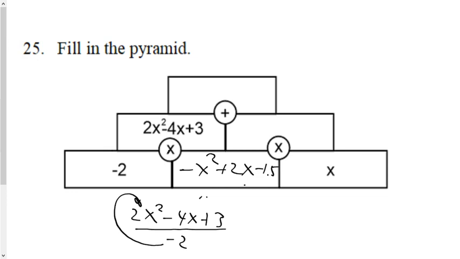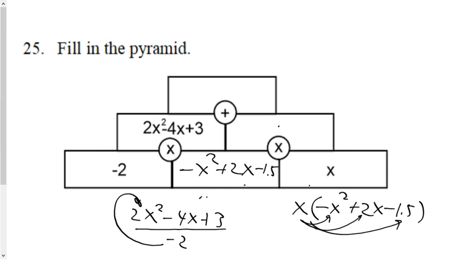Then these 2 will multiply to get this one, meaning the monomial and this one, negative x squared plus 2x minus 1.5, meaning if I use distributive property, this one up here will be negative x cubed, because x times x squared is x cubed, positive 2x squared, and negative 1.5x. Your last one is to add those together to get the brick above it.